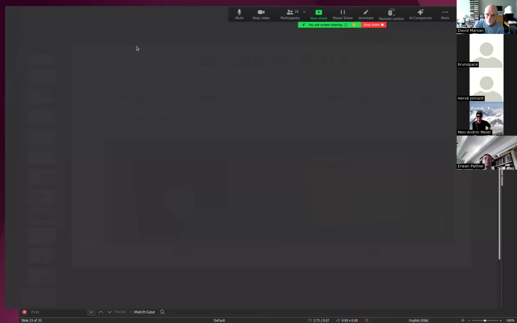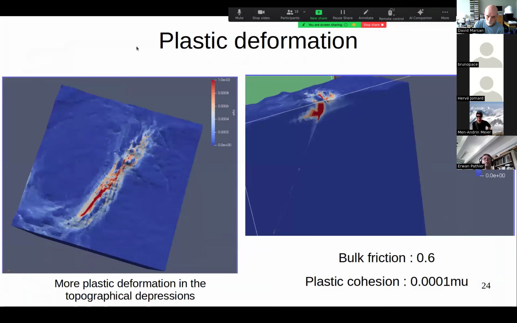And for the plastic deformation of the simulation with the topography, we can see that there is more plastic deformation in the depression, where the topography is lower. And we have the same shape here, these horizontal lines, the lines that we had without the topography. And also most of the plastic deformation is in the footwall.